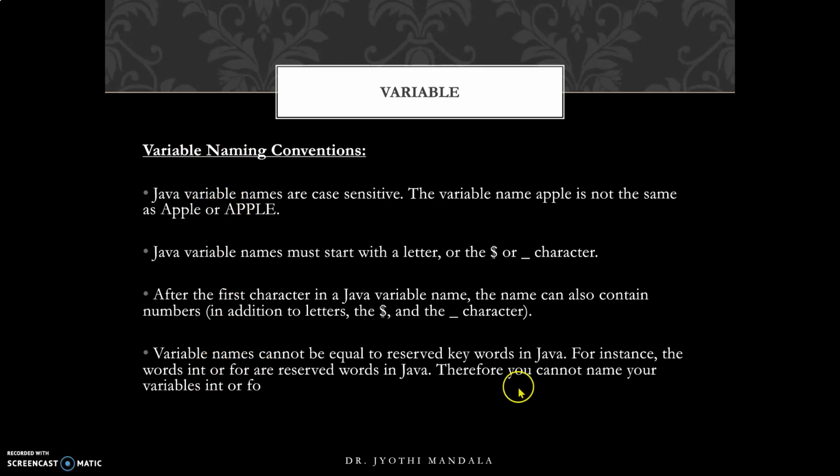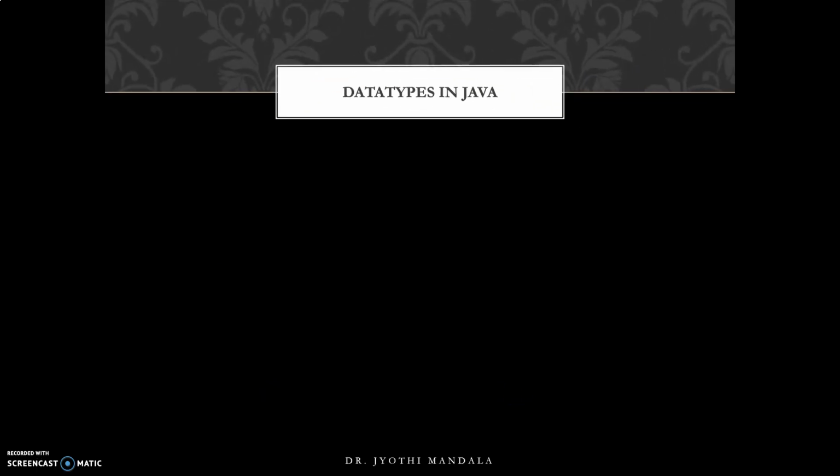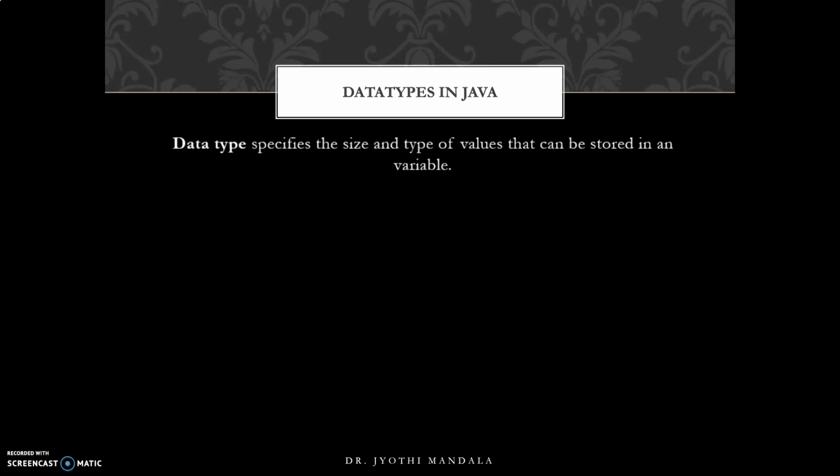So these are called variable naming conventions. Okay. Now let us see what are all the different types of data we can store in a variable, and how many different data types we have in Java. So what actually is a data type? The data type specifies the size and type of value that can be stored in a variable.